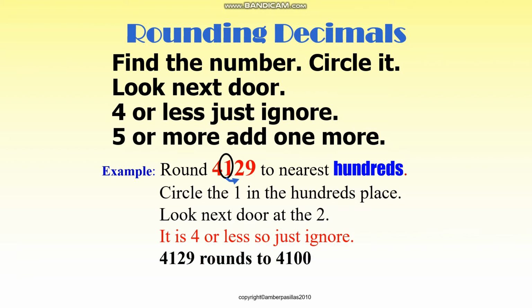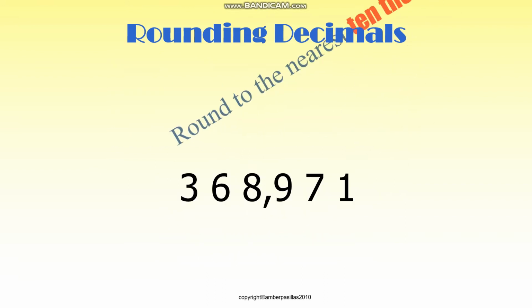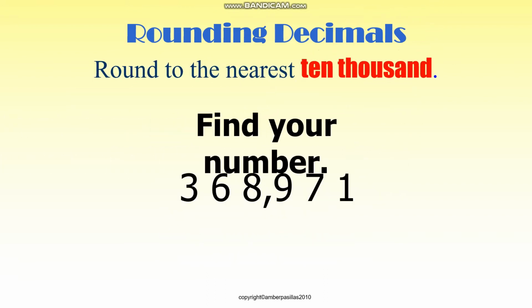So 4.129 is rounded to 4.100. Another example, round to the nearest 10,000.